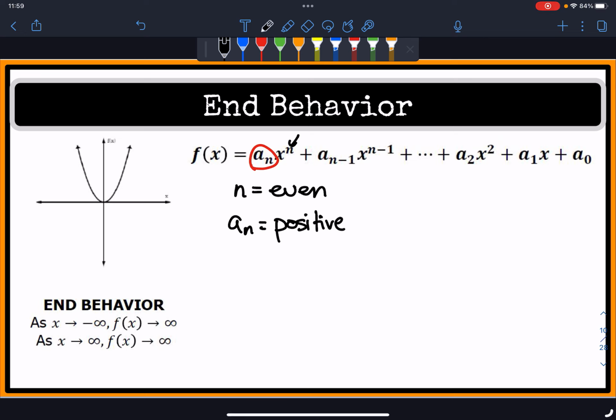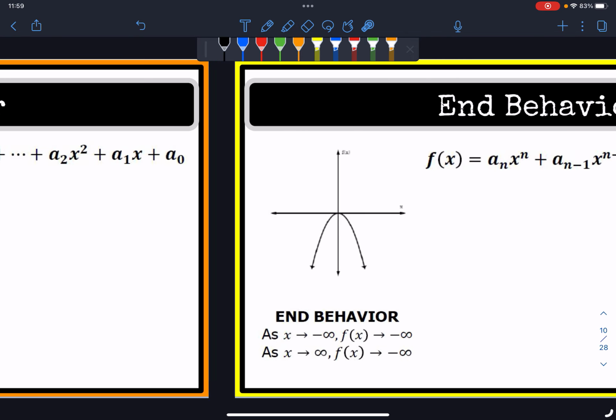regardless of what all these other power functions are that we're adding to this first one, the one with the highest exponent, this polynomial function is going to behave exactly like this power function, where the left end of the function is going to point upwards and the right end is also going to point upwards. So this is going to be true for all polynomials.